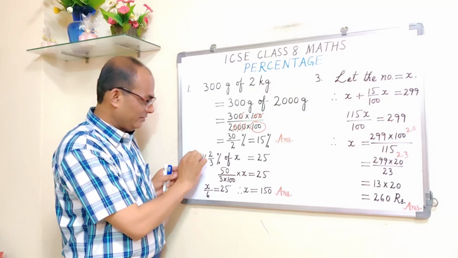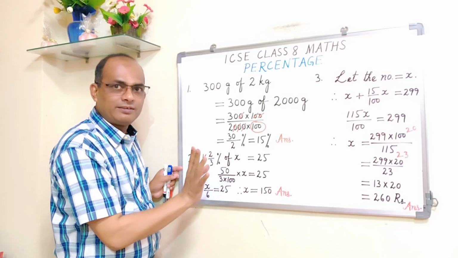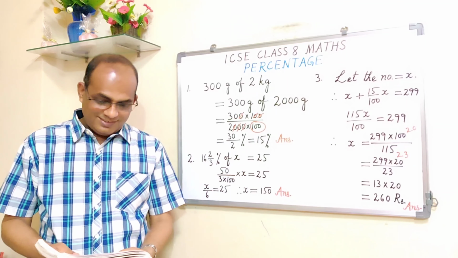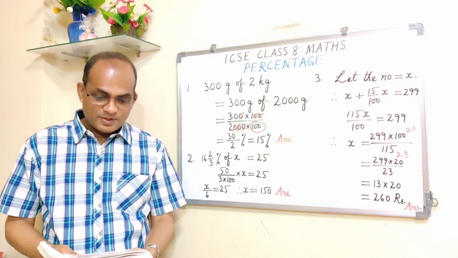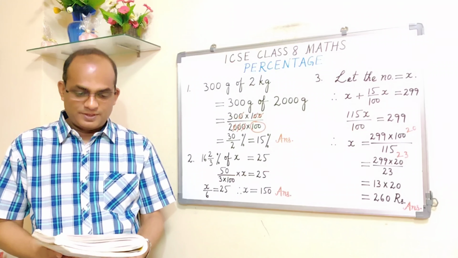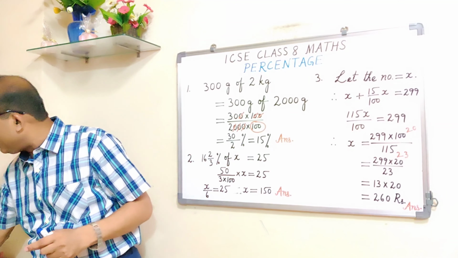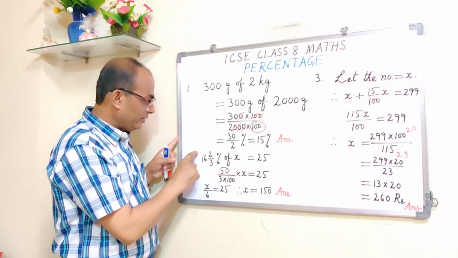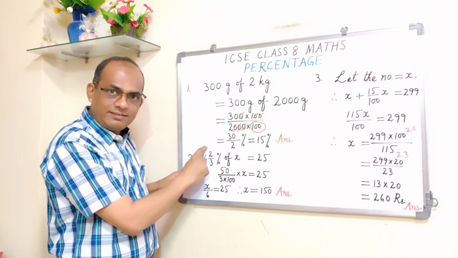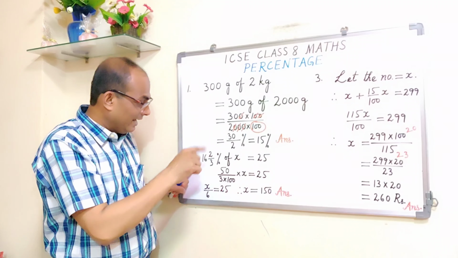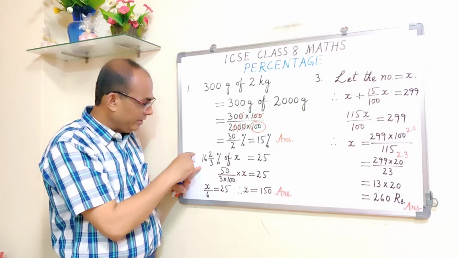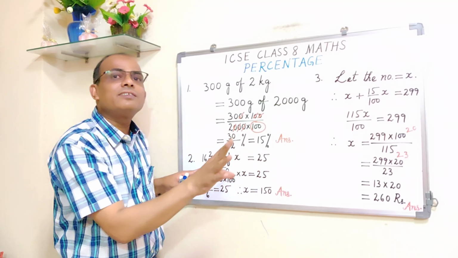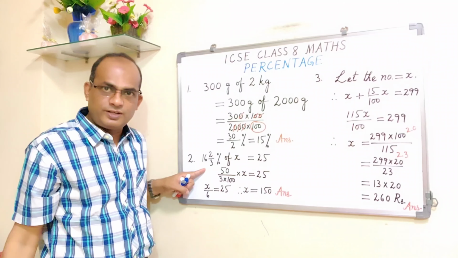Let the number be x. We should write that down here: let the number be x, because the question is saying 16 2/3% of a number, and we have to find the number. Like I have written for the third question, similarly you also write: let the number be x. Then, therefore, 16 2/3% of x is equal to 25. This is the condition given according to the question.